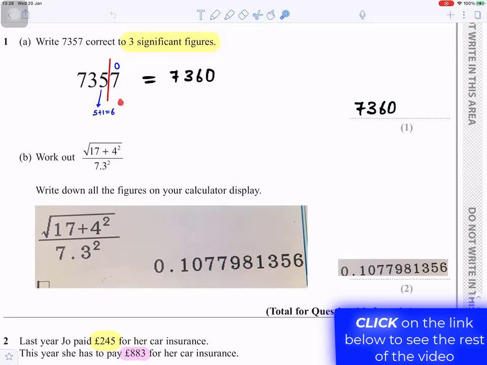So we round it up by 1 and add it to the 5. 5 plus 1 gives you 6. And we put a 0 where the 7 is. So it's 7,360 to 3 significant figures.